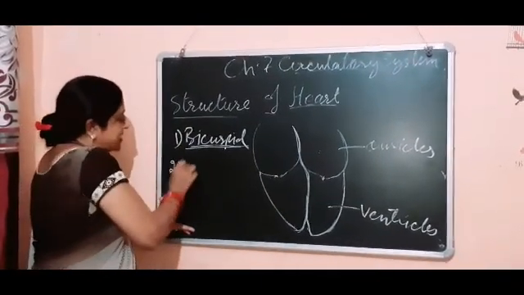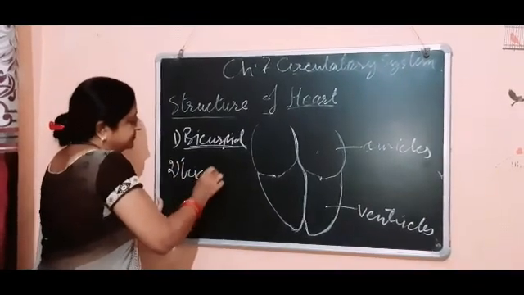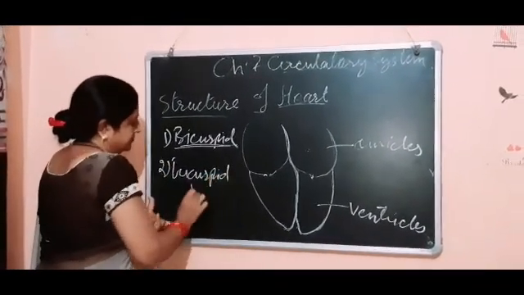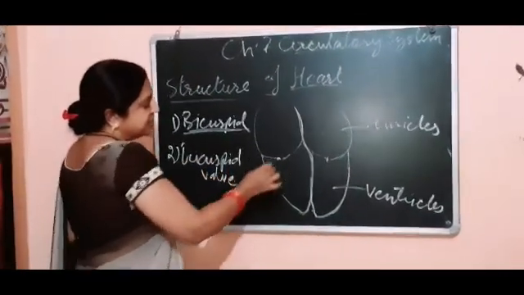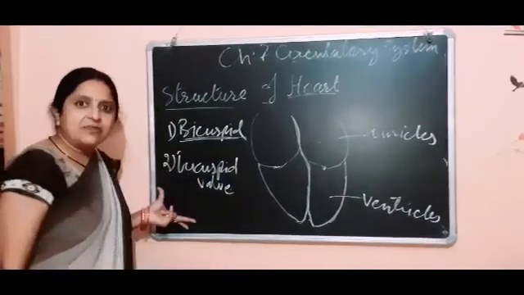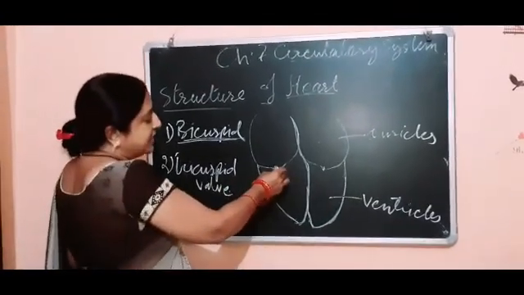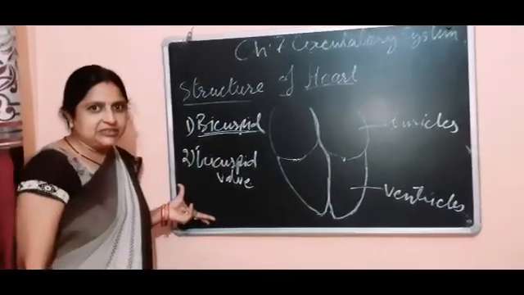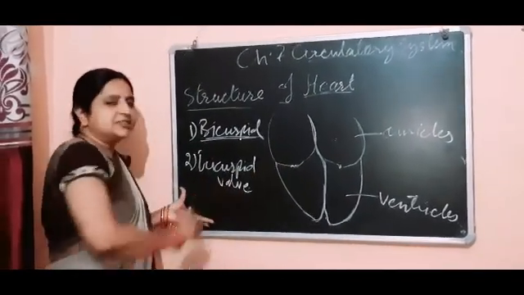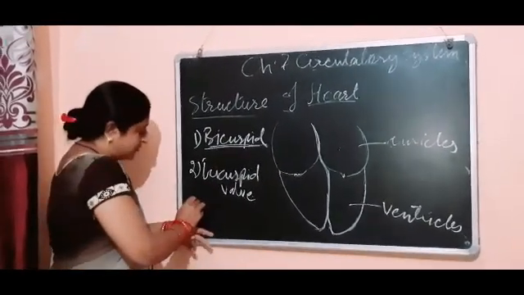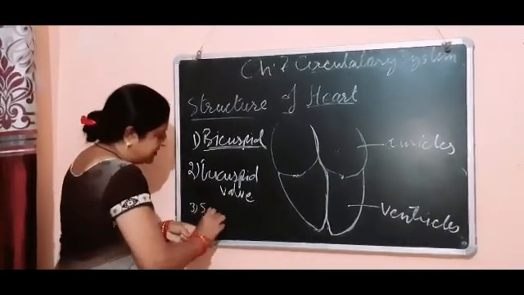Second is the tricuspid valve. This tricuspid valve is present on the right side of our heart at the right auricular ventricular aperture. Means this aperture is guarded by the tricuspid valve. Now third is the semilunar valve.